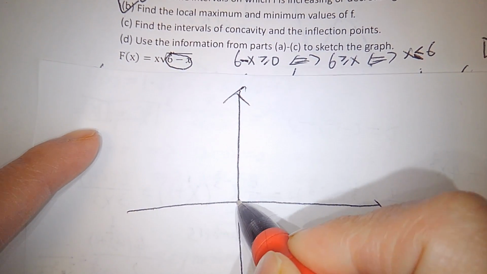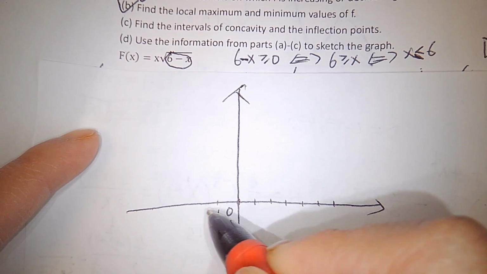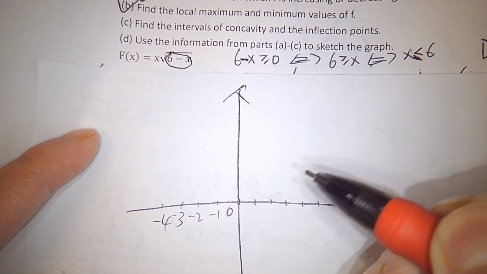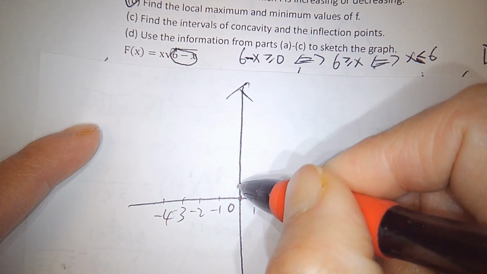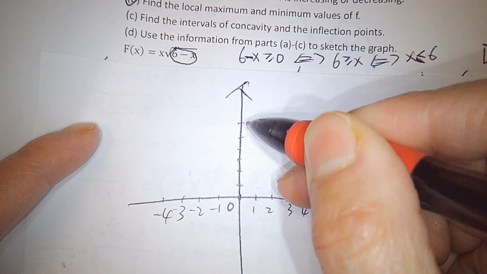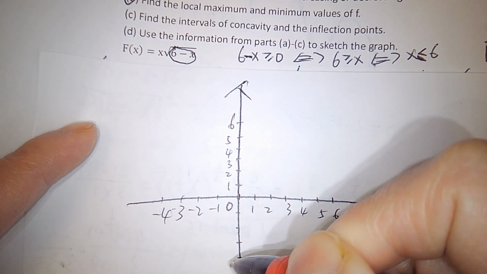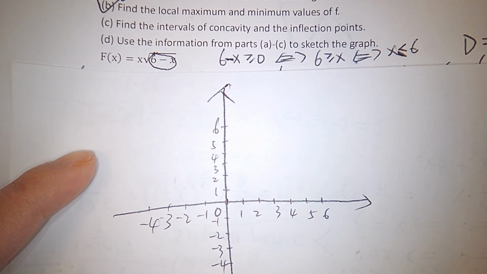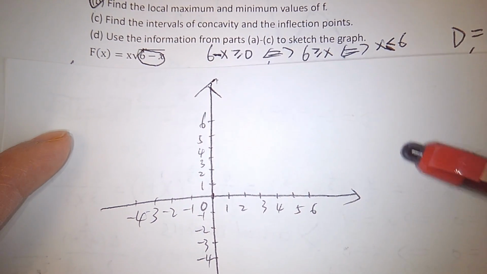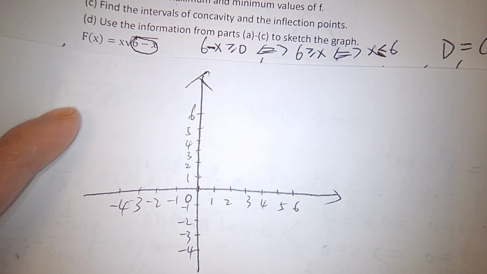Negative, 0, 1, 2, 3, 4, 5, 6, negative 1, negative 2, negative 3, negative 4. You can graph it: 1, 2, 3, 4, 5, 6, and so on. Alright. So we know our graph will only show up when x is less than or equal to 6, right? Alright, so what else do we know?